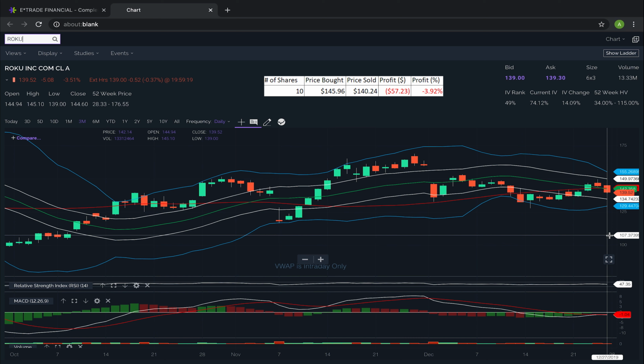A rough $57.23, or 3.9% down. In hindsight, I should have had a stop loss set at the lowest price that Thursday made, which was $143.82. Doing so would have saved me $35.80, but hey, that's a lesson learned.